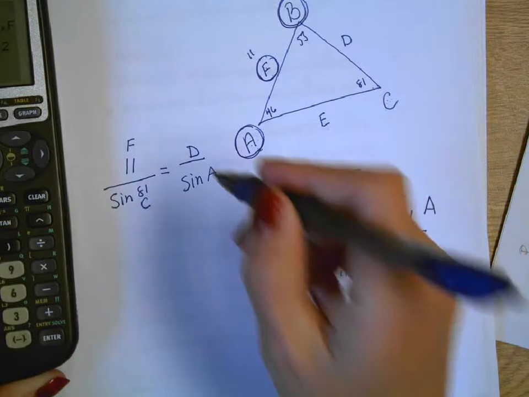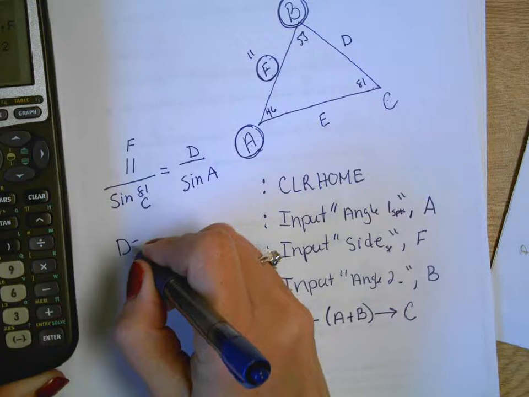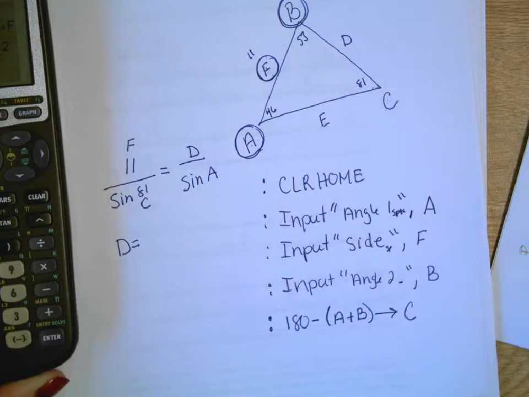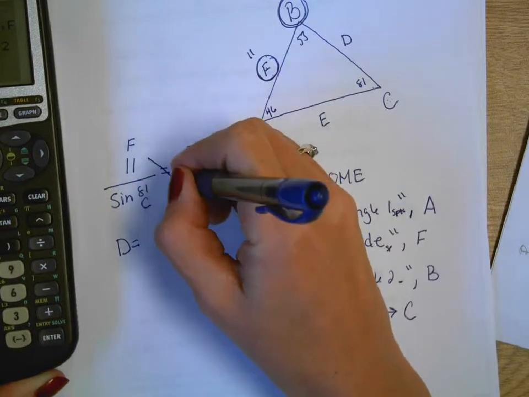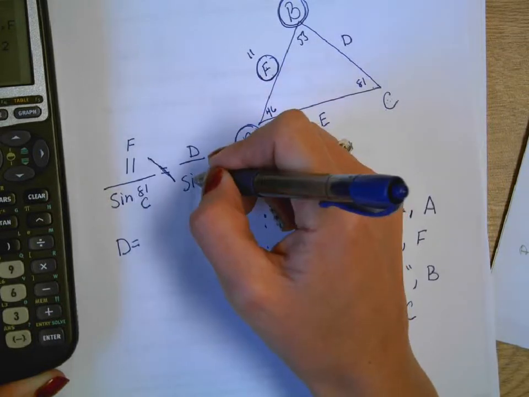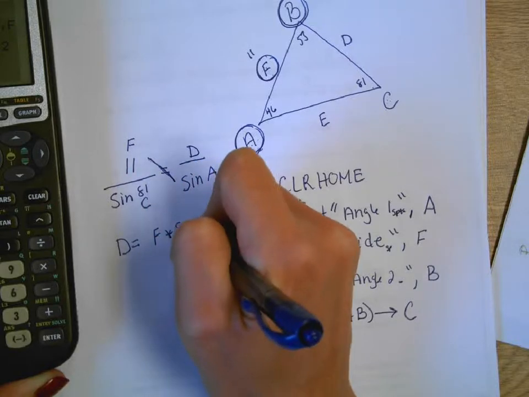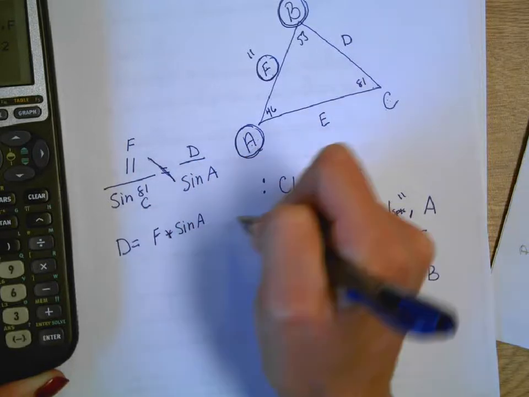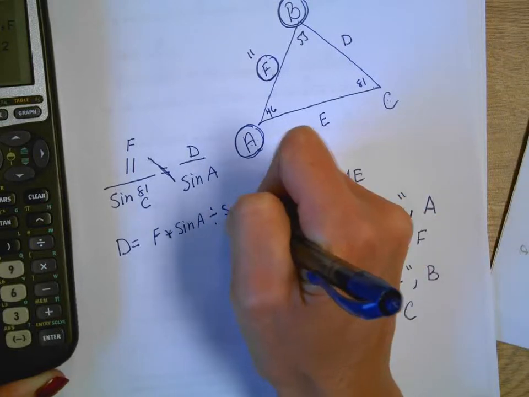Okay. I want to solve for D. What would D equal? Do the cross products and then divide. It would be F times the sine of A, divided by the sine of C.